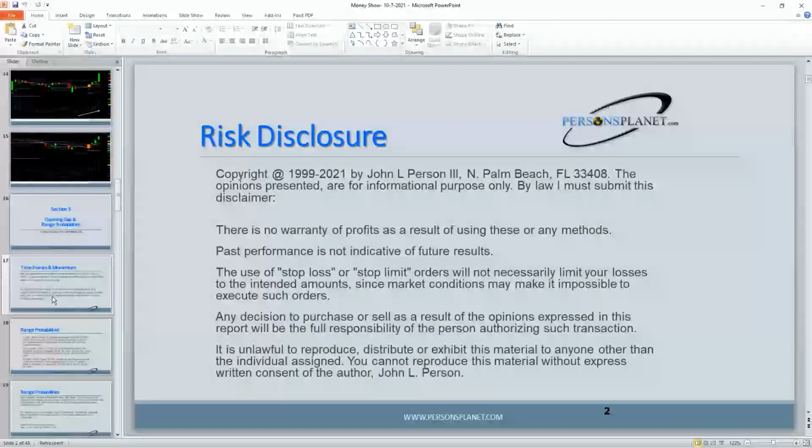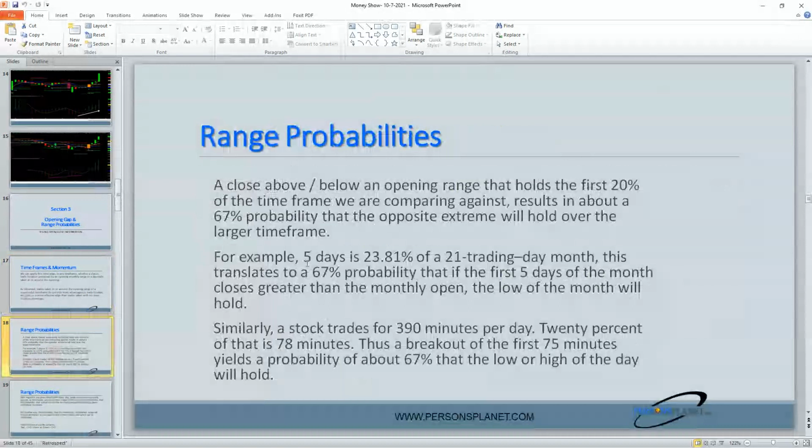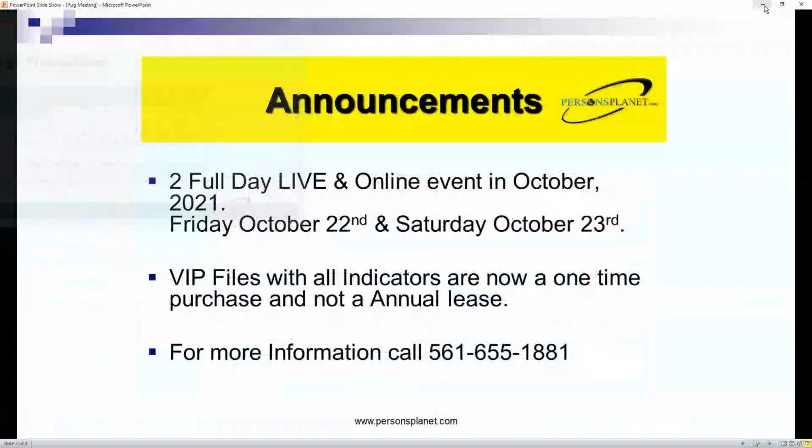And one of my studies back in the old days was this. A close above or below an opening range that holds in the first 20% of the time frame results in a probability of about 67% of the time. So let's say not quite 7 out of 10 times it's accurate. What is 20% of the time frame?